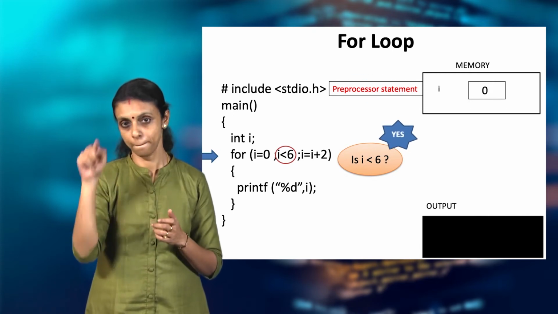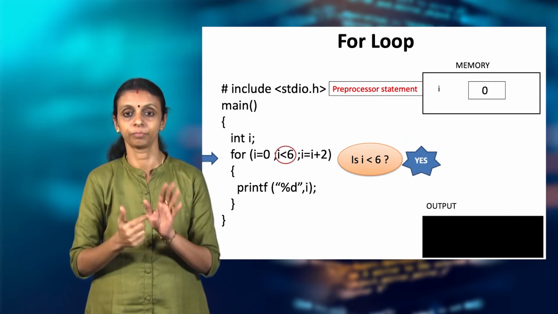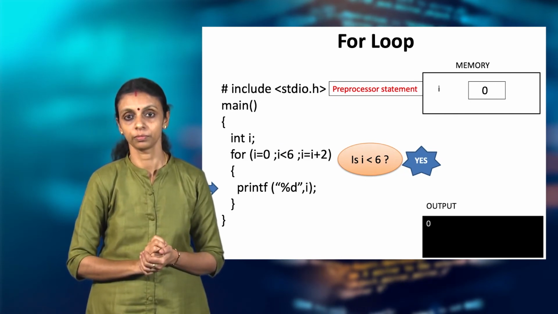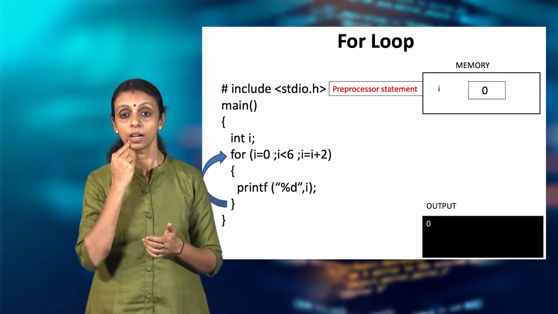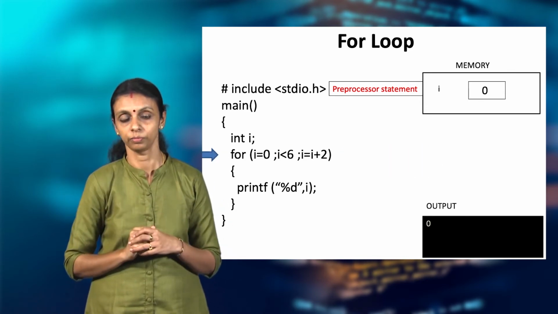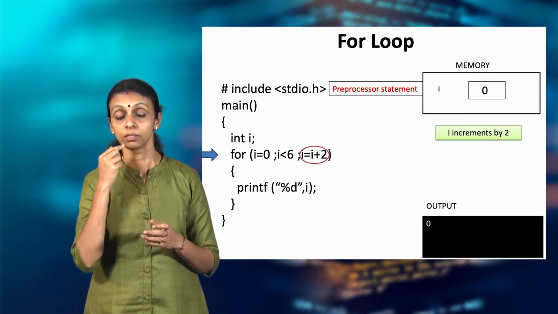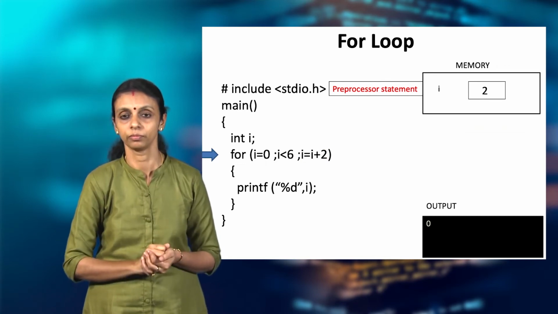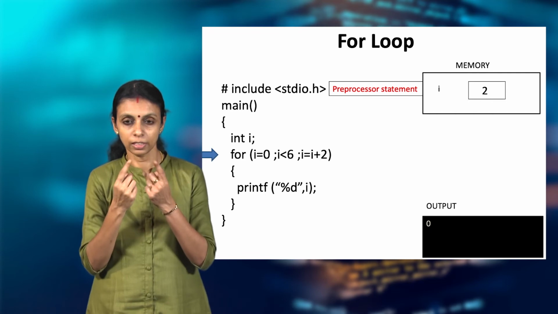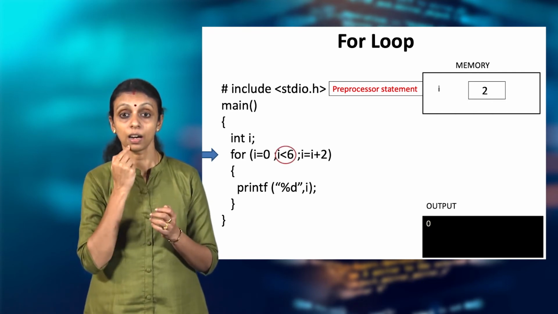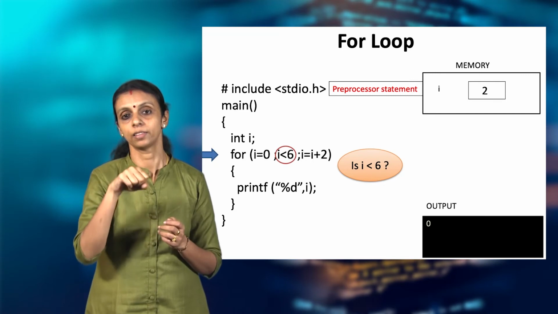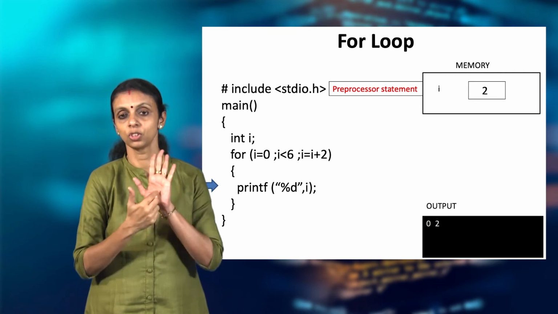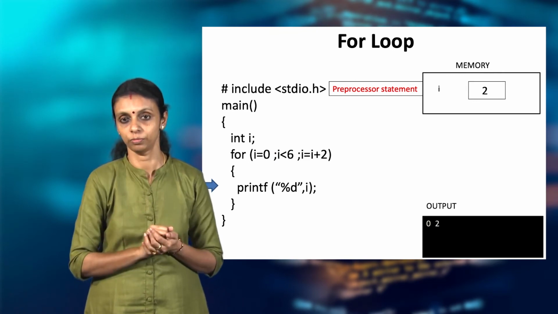The statement in the loop executes and prints value of I, that is 0. Then update expression, I is equal to I plus 2, that is I is equal to 0 plus 2, equal to 2. Checks the condition, I less than 6? Yes. The statement in the loop executes and prints value of I, that is 2.